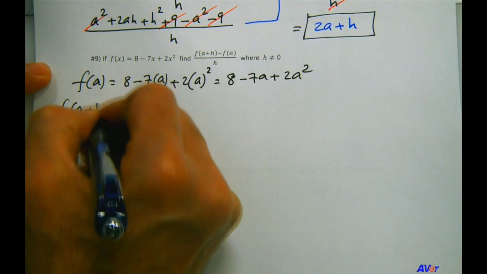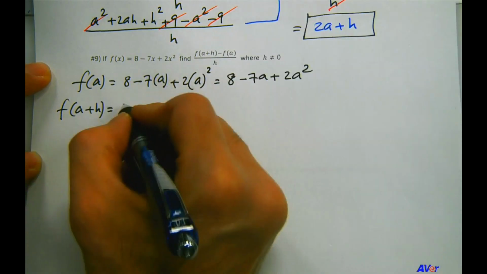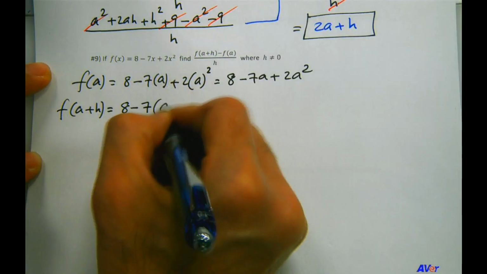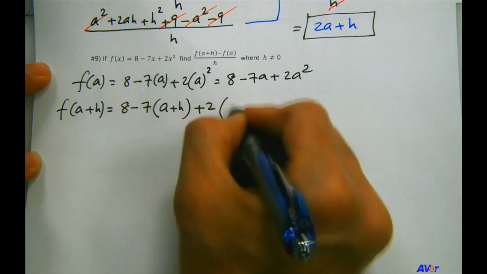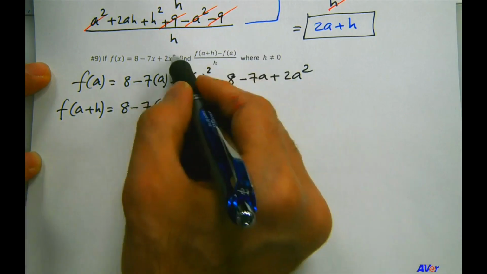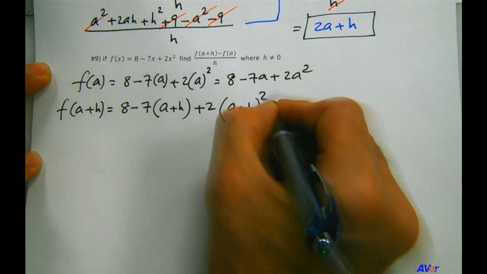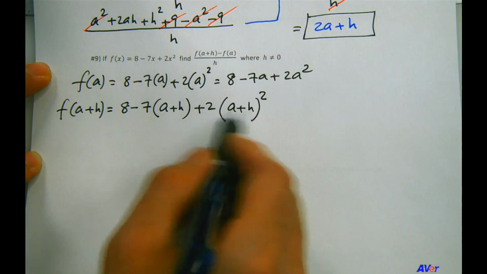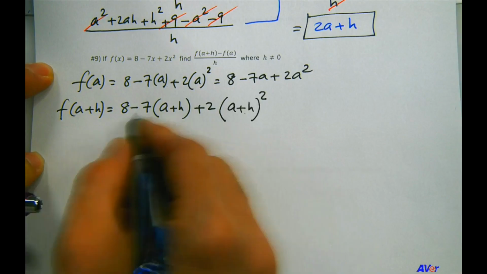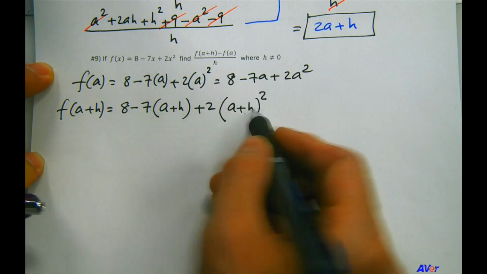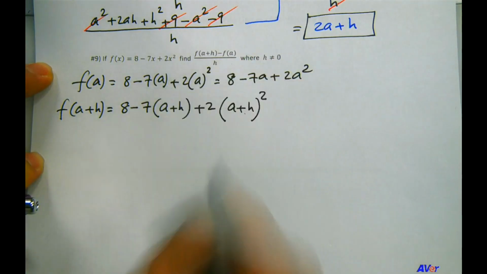Now let's find f of a plus h. f of a plus h means wherever you see x, replace it with a plus h. So 8 minus 7 times (a plus h) plus 2 times (a plus h) squared. Notice the power 2 applied itself to all of x, so the power 2 here must apply itself to all of a plus h, which is what we replaced x with. Okay, so now there's quite a lot of simplification work we need to do before we can evaluate the difference quotient. Let's do that.